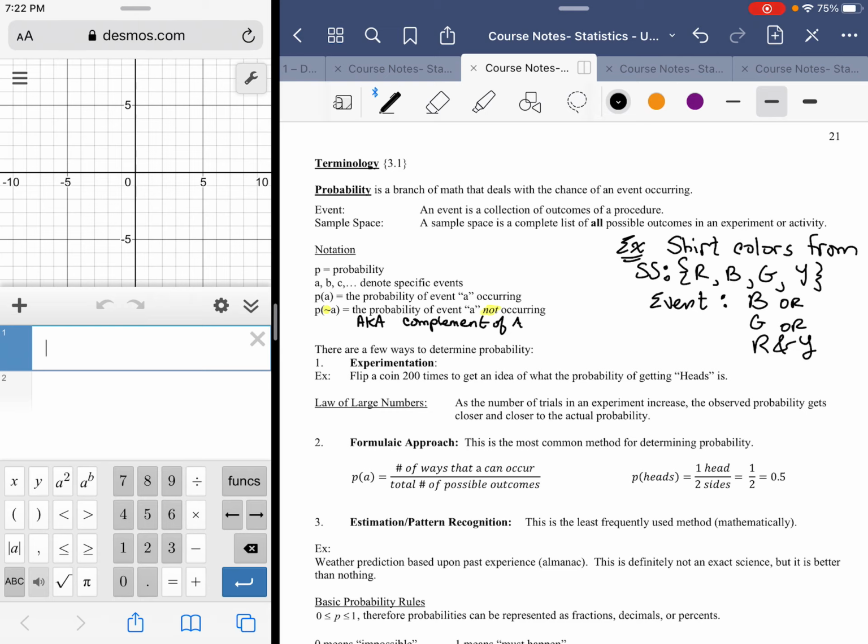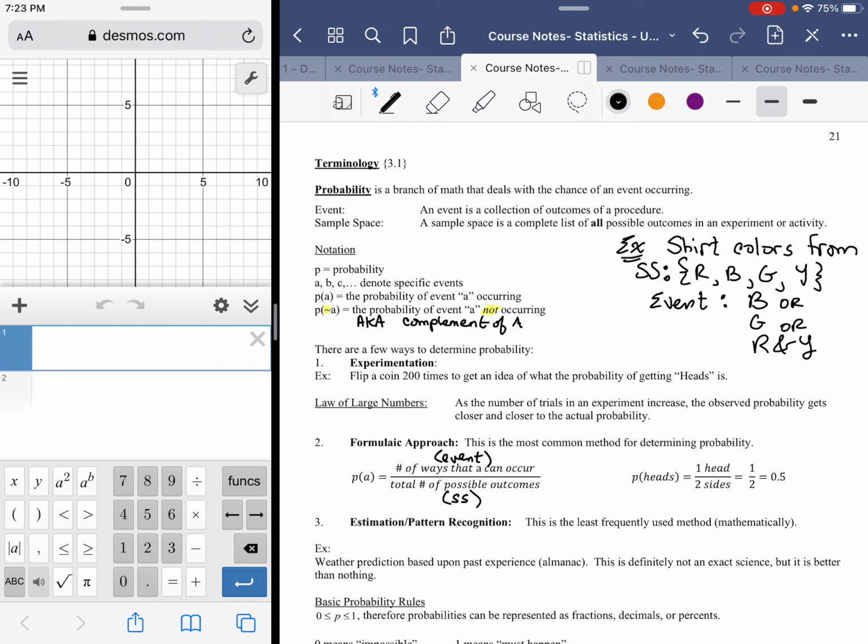There's also a formulaic approach where we say the number of ways that A can occur, that would be event A, some arbitrary event, over the total number of possible outcomes, so that would be the sample space. This is really saying the event, and this is saying the sample space. Which begs the question, how can we determine the total number of outcomes in the sample space without actually having to list the whole thing? Because sometimes it could get a little crazy. That's going to be part of our investigation.